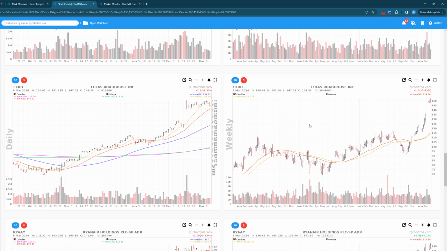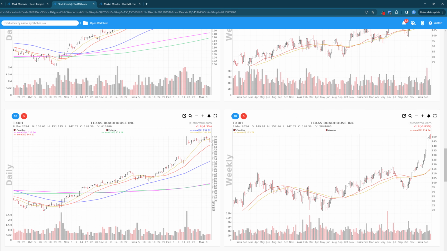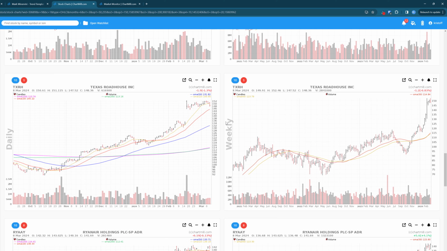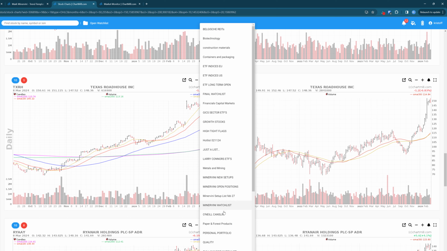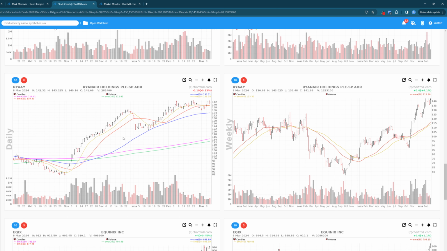Texas Roadhouse, maybe I should add this one to my watch list, because I've noticed that price last Friday fell below the 10 SMA, so it should regain the SMA 10 again. So maybe this one should be on my watch list, and I'm going to remove it from this setup list.